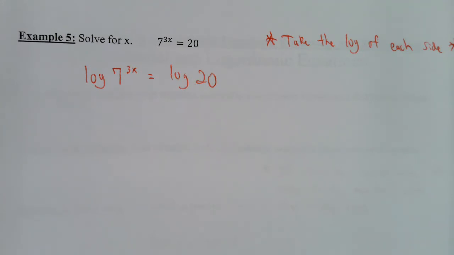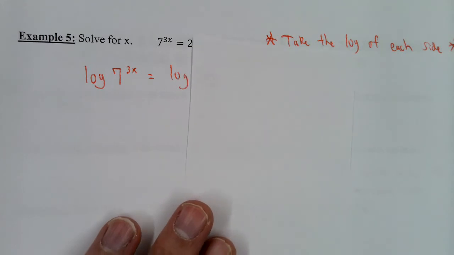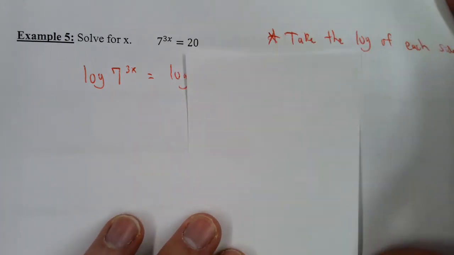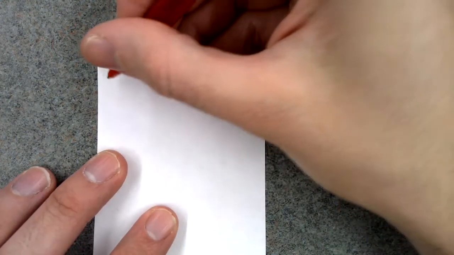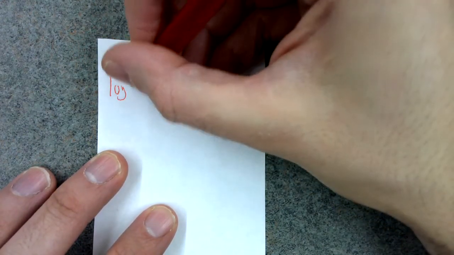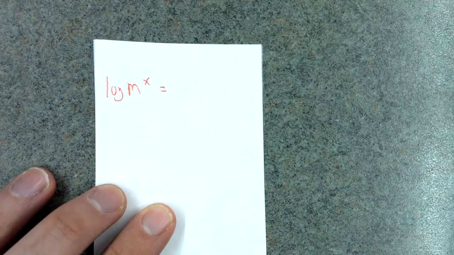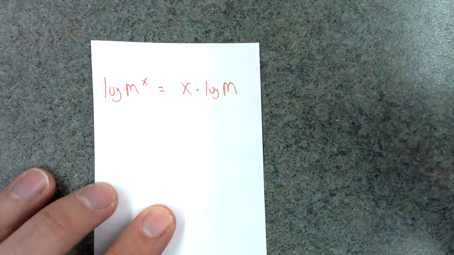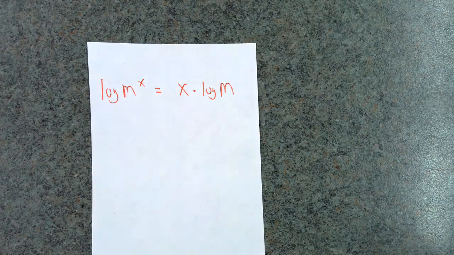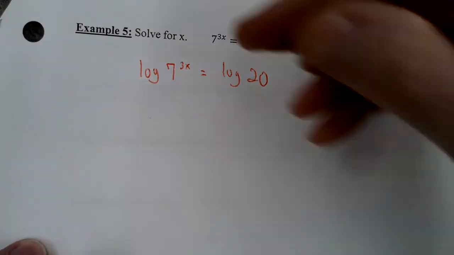Let me see if I can recall that. Let me get some scrap paper right here. Okay, so here's the power property from last class. It went something along the lines of log of m to the x power equals x times log of m. That was from last class. So I take that 3x, my exponent, and I bring it to the front.